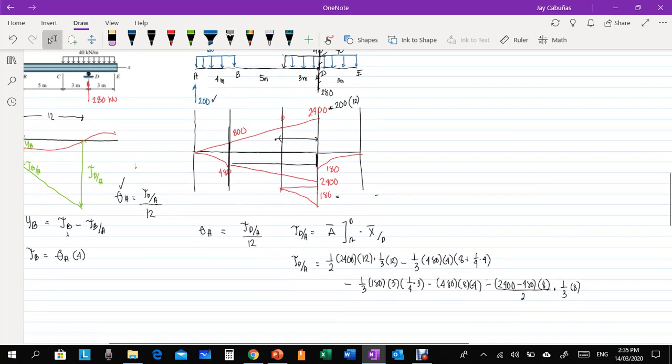Right? So we have the deviation of D to A equal to what? Okay, calculate.